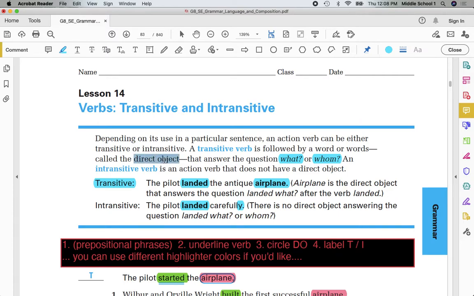So what I'm looking to do today is to see if the sentence has a direct object. A direct object follows the verb. It completes the action. It receives the action. It usually answers the question what, sometimes whom, sometimes who.